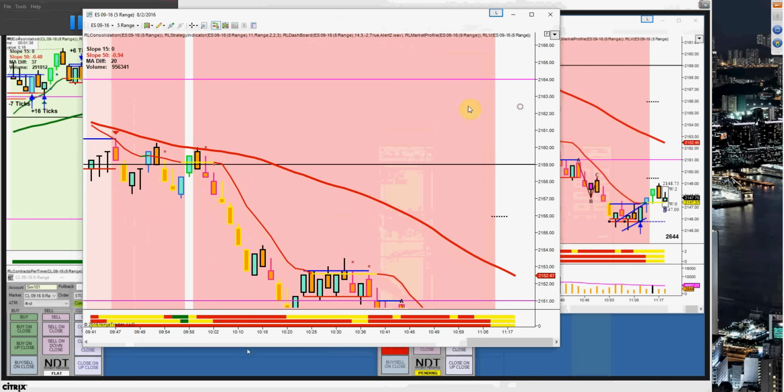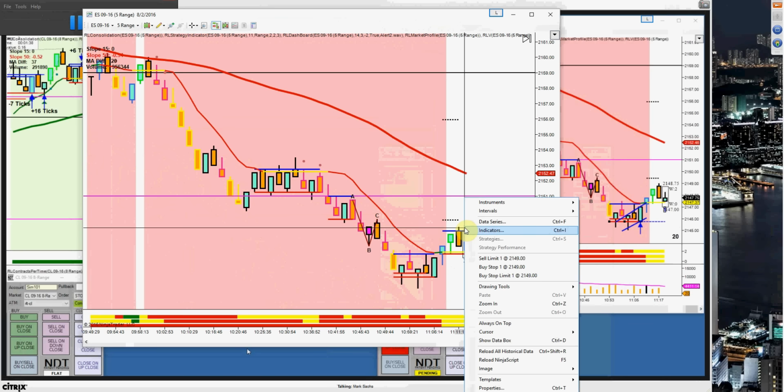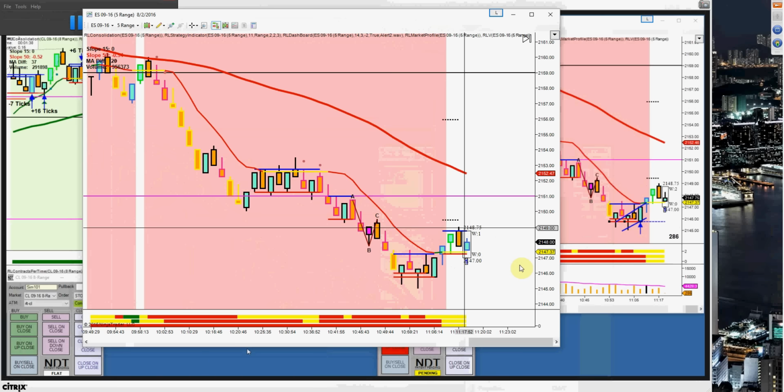Trigger is 21.49. Entry 21.48.75. Order pending. See if we ever make it there.